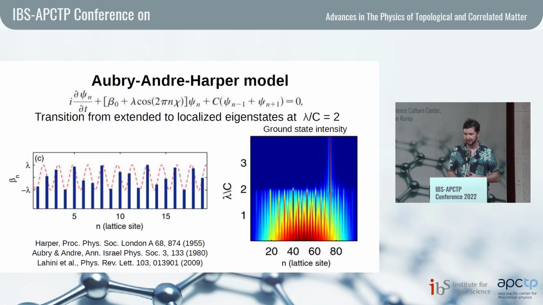Okay, so in the last 10 minutes or so, I'd like to now discuss in a bit more detail how we can apply these techniques to study localization transitions in a simple toy model, which is the Aubry-André-Harper model, a nice model of localization in one dimension, where if you tune the strength of a quasi-periodic potential, you can induce a transition between extended and localized eigenstates.